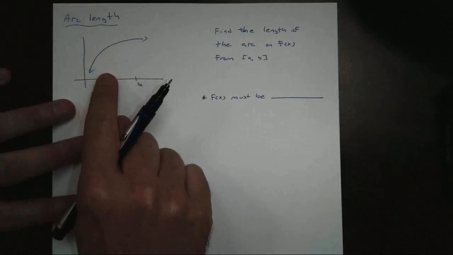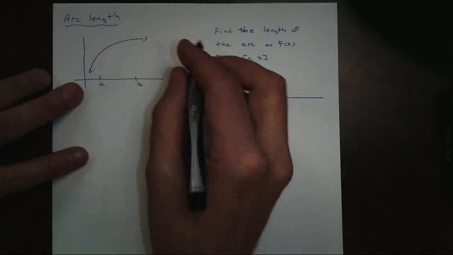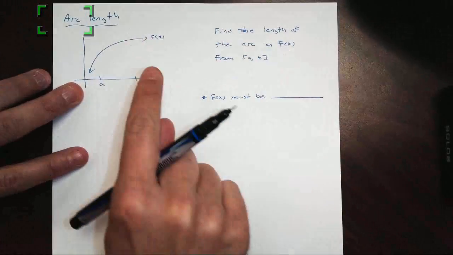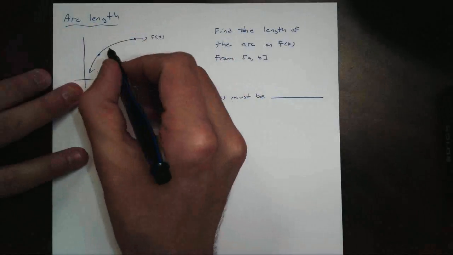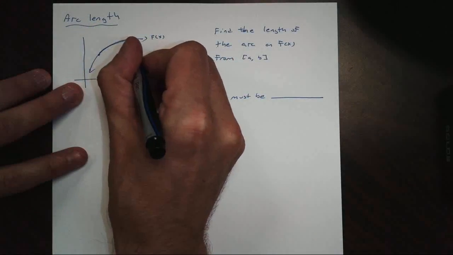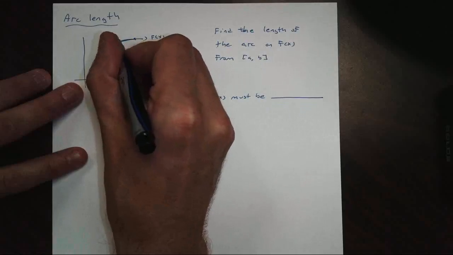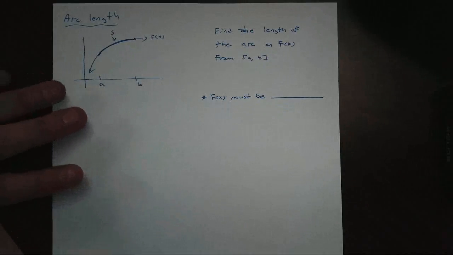In other words, we want to find the length of the arc of this function. Let's call this function f of x on the interval from a to b. So if I draw points up here and I connect them, I'm going to go along the curve. I want to find the length of this arc, which we'll call s.